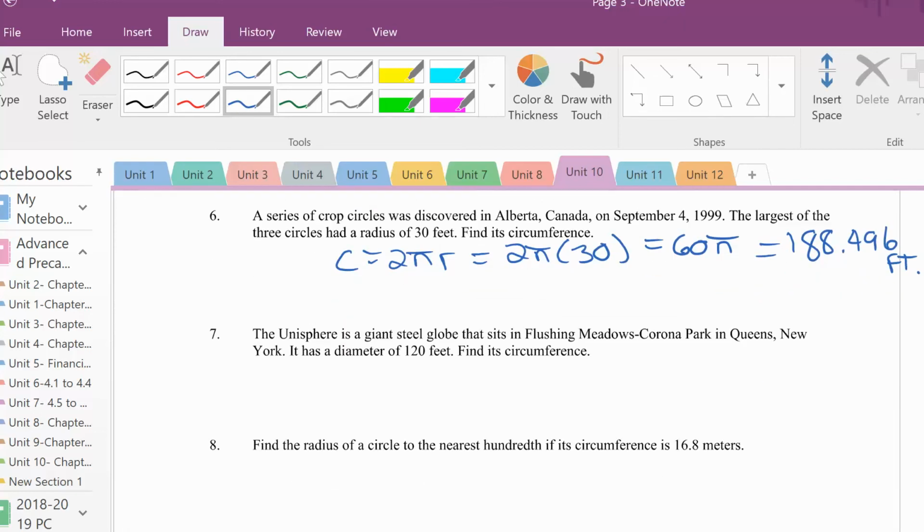All right, so the next one, the Unisphere, is a giant steel globe that sits in Flushing Meadows, Corona Park in Queens, New York. It has a diameter of 120 feet. Find its circumference. So circumference is pi times diameter. So it's 120 pi, which when you multiply gives you 376.991 feet.